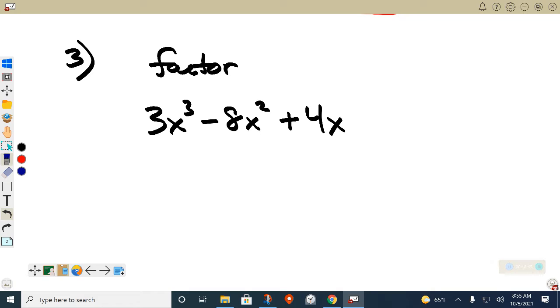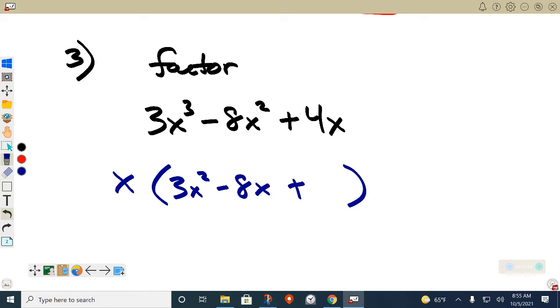This one doesn't have a 3. This one doesn't have a 3. X. Oh, gracias. Look at that. I'm going to take an x out of every term. Watch this. Remember last week? We did this last week. Watch what happens now. 3x squared minus 8x plus a 4. That's the stuff I multiply to get to that stuff. So go write that down. So far, so good.